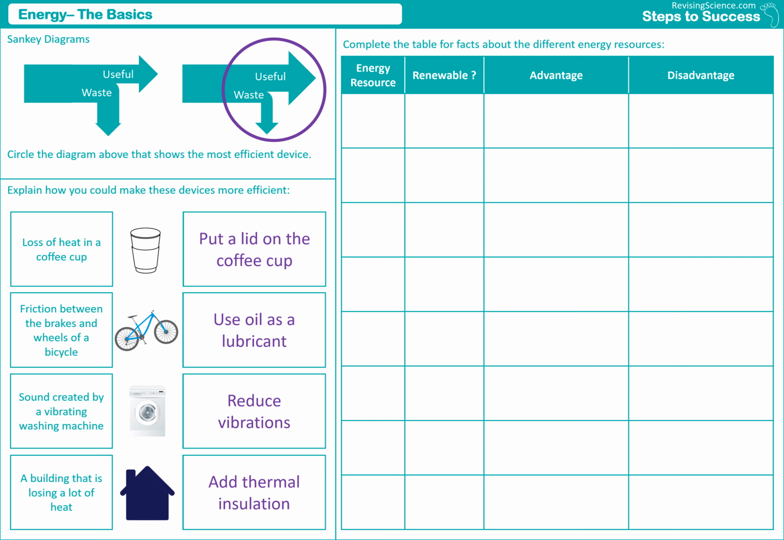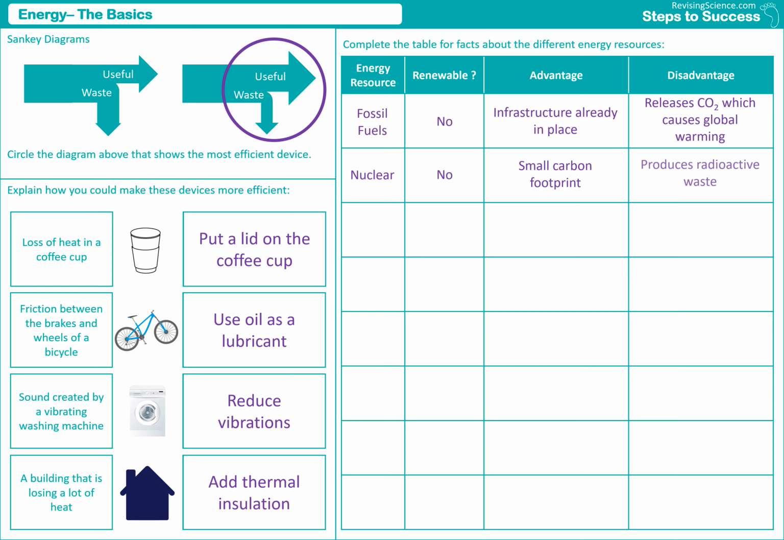You also need to know the advantages and disadvantages of a range of energy resources. We'll go through them now. Energy resources include fossil fuels, which is non-renewable. The advantage of fossil fuels is that the infrastructures are already in place, but the disadvantage is they release lots of CO2, which causes global warming. Another energy resource is nuclear, which again is non-renewable. The advantages of nuclear include it has a small carbon footprint, but the disadvantage, it produces radioactive waste, which has to be got rid of.